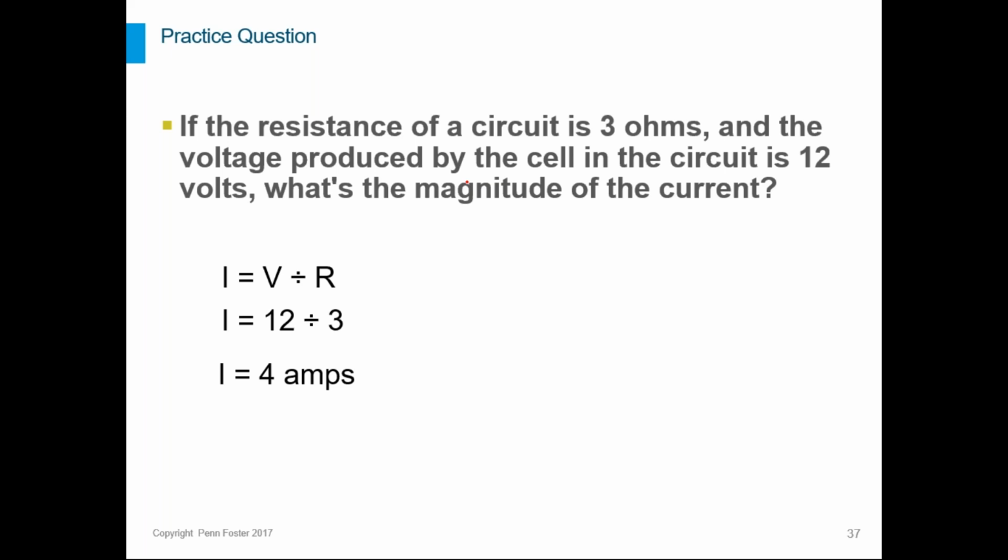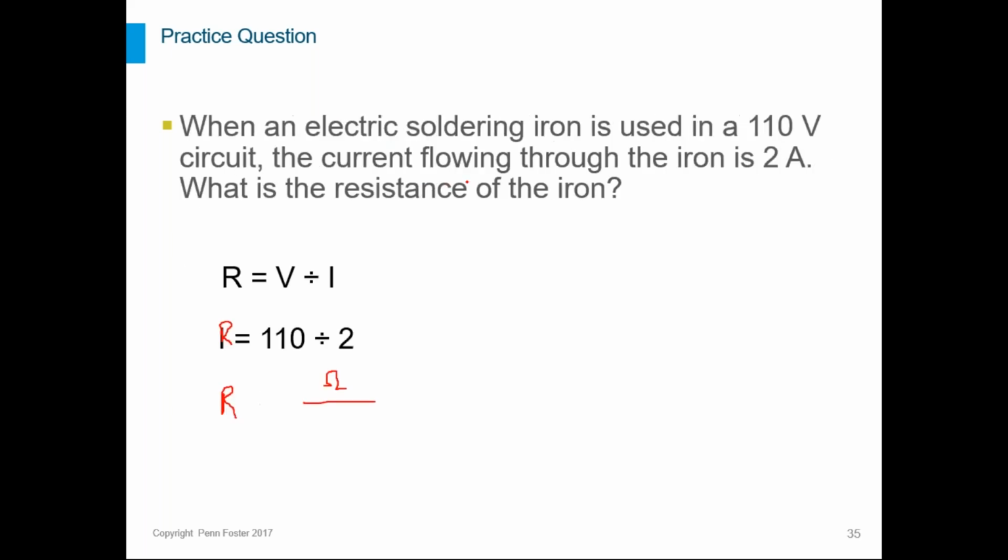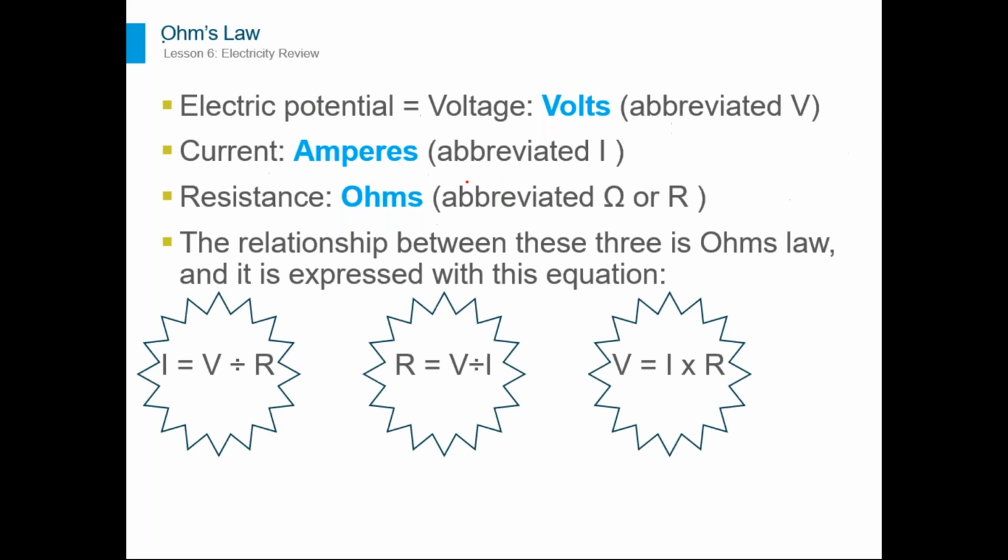So it's really simple. You just have to remember which version of the formula to use. If you're trying to find the current, you use this one on the left. If you're trying to find resistance, you use this one in the middle. If you're trying to find voltage, you use this one on the right.